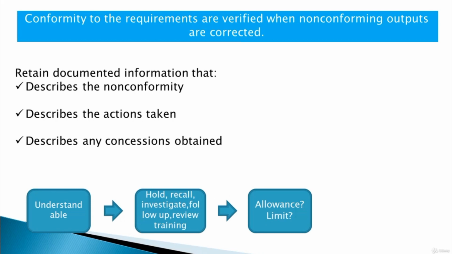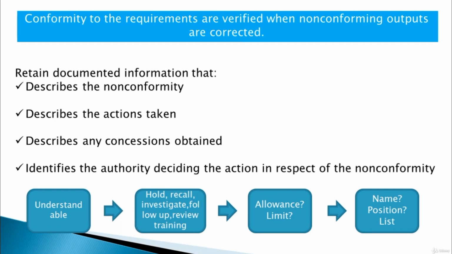Documented information should also describe any concessions obtained. In other words, what was allowed and what wasn't. Was it for a limited quantity or a limited time? Were there any limits on what would be okay and what wouldn't? Also, the documented information should identify the authority deciding the action in respect of the non-conformity. The organization should have a list of those internal or external persons who are authorized to make the decision. We're talking the name and the position of those persons.